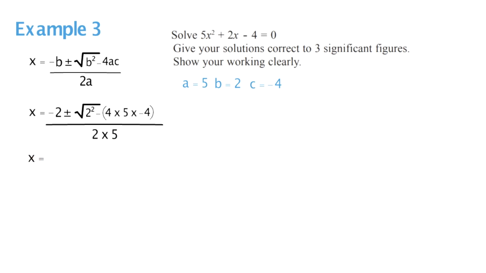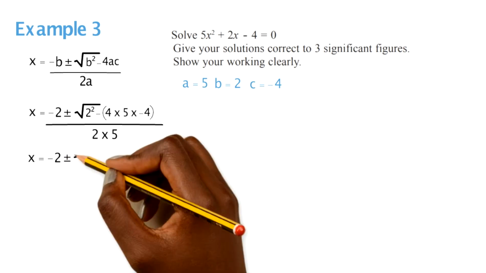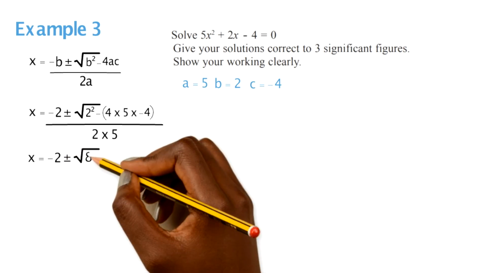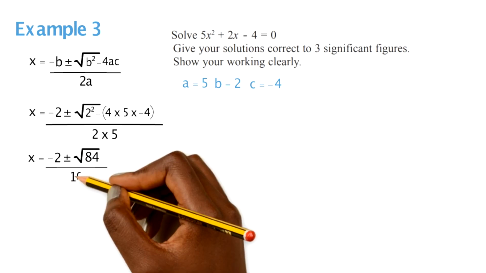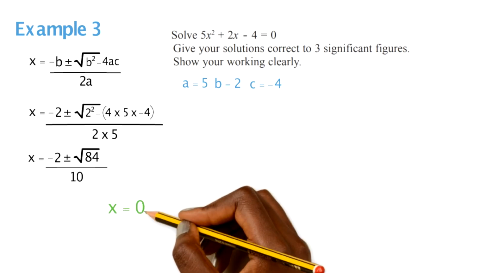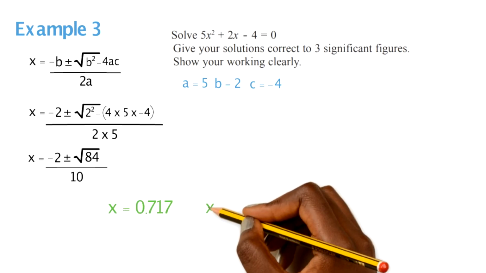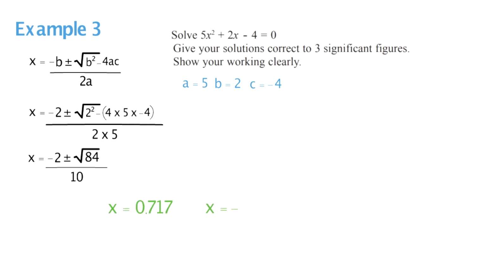And then we're just going to simplify all of this. In this case, we would be left with minus 2 plus or minus the square root of 84, over 10. And then remember, you're going to do one with the adding, one with the minusing. That's going to leave you with x equals 0.717 and x equals minus 1.12.